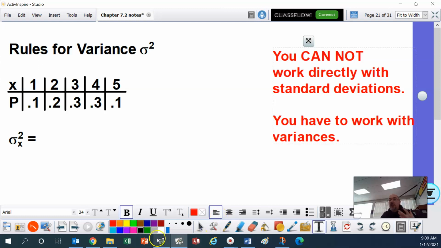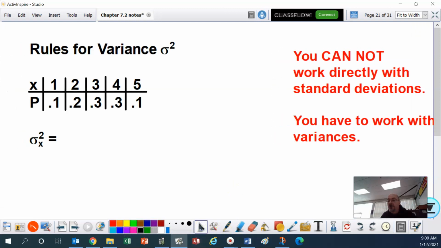So that means if you're given a standard deviation, you are going to have to convert it into a variance, then you can work with it. All right, so let's review. If you recall, to find the variance, again using that original problem, the mean, or the expected value, is 3.1.